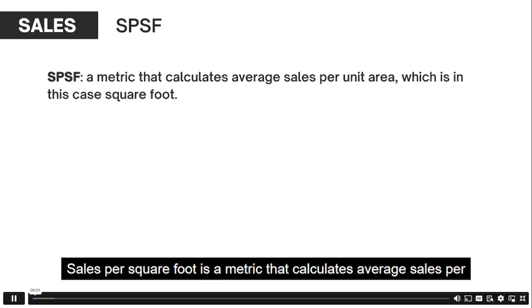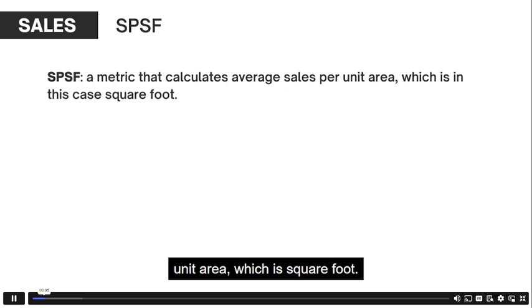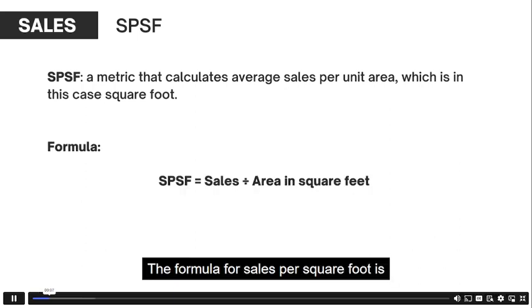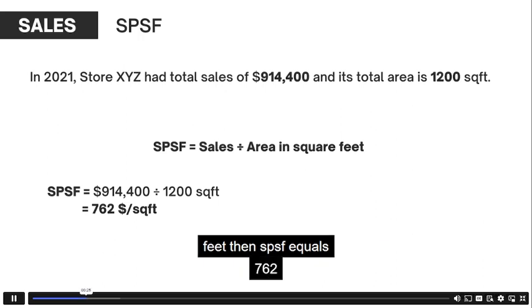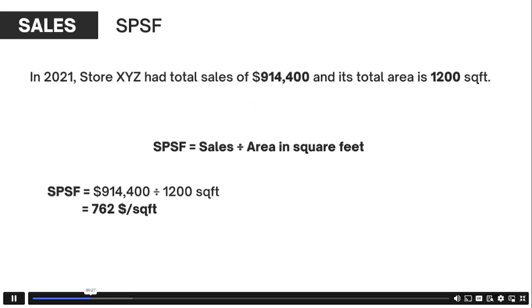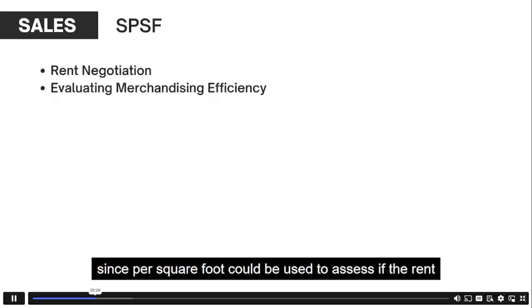Sales per square foot is a metric that calculates average sales per unit area, which is square foot. The formula for sales per square foot is sales divided by area in square feet. For example, if the store had a total sales of $914,400 in 2021 and its total area is 1,200 square feet, then SPSF equals $762.